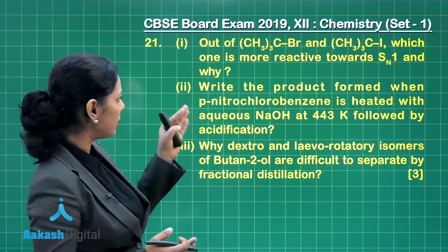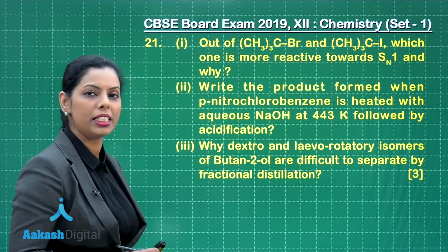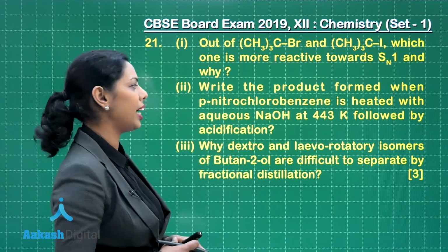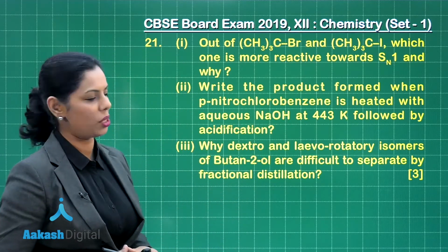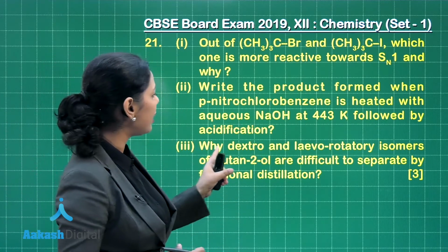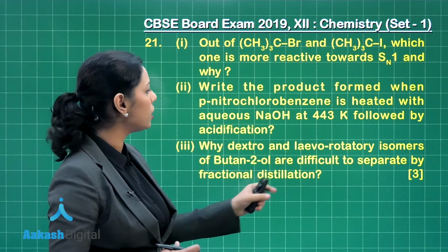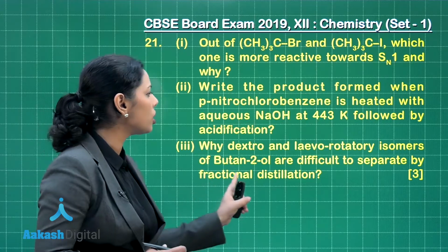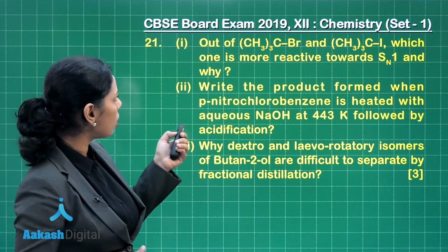In the second case, write the product formed when paranitrochlorobenzene is heated with aqueous NaOH at 443 Kelvin followed by acidification. Further, third part is there. Why dextro and levorotatory isomers of butan-2-ol are difficult to separate by fractional distillation. This is 3 marker question as I have already told you. Let's solve it one by one.